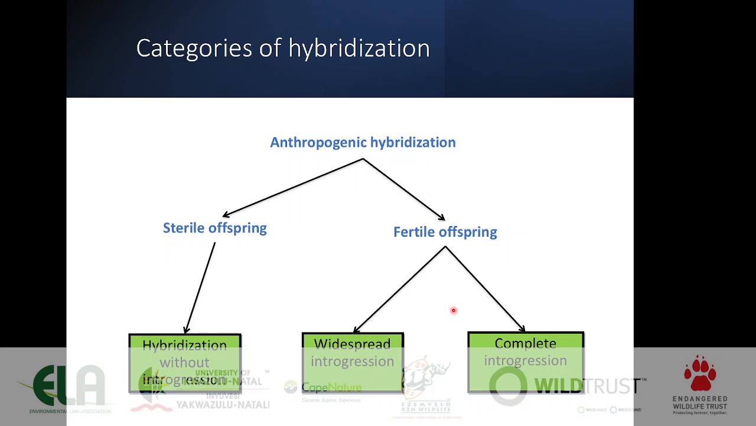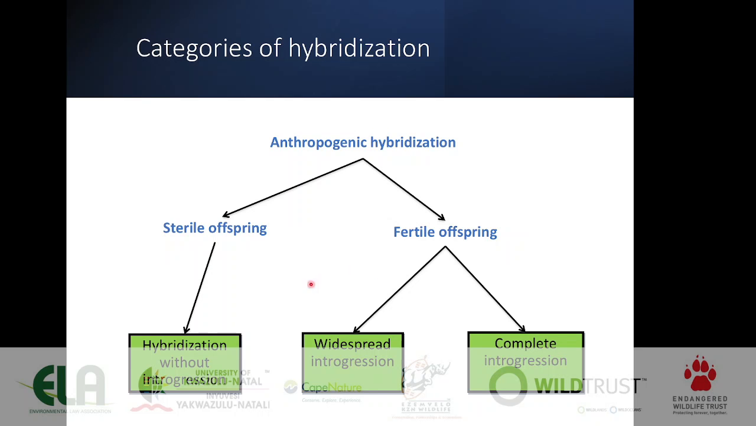Allendorf et al. categorized anthropogenic hybridization into 3 types. First, hybridization without introgression, which produces sterile offspring. This type of hybridization may not be a threat to either species. However, it may slow population growth due to wasted reproductive effort, and it can eventually lead to extinction if a threatened species is involved in hybrid mating with a more common species.